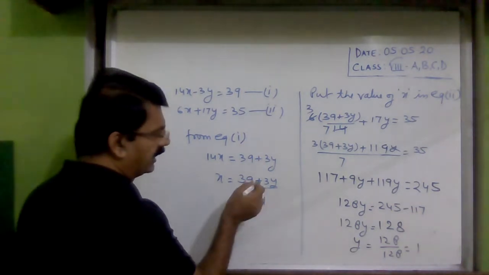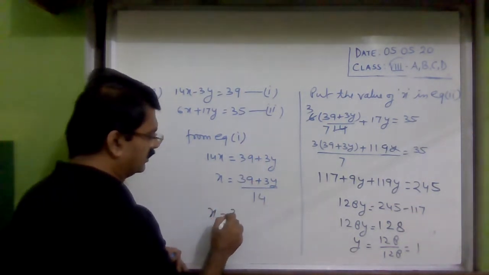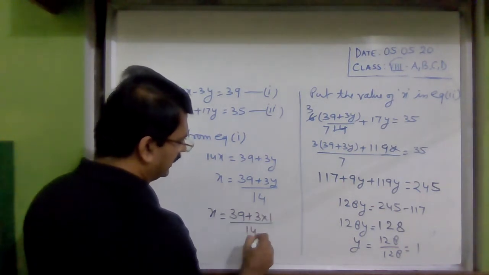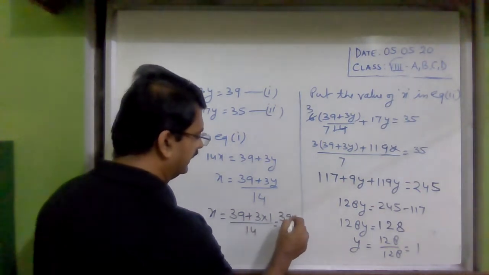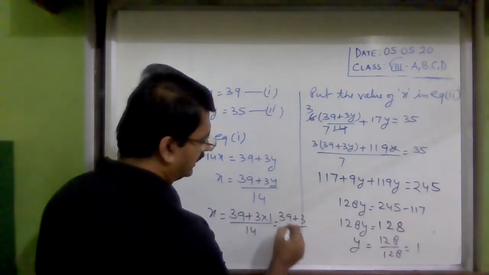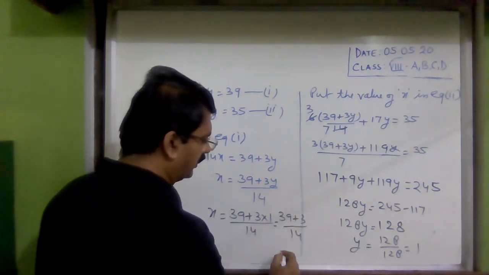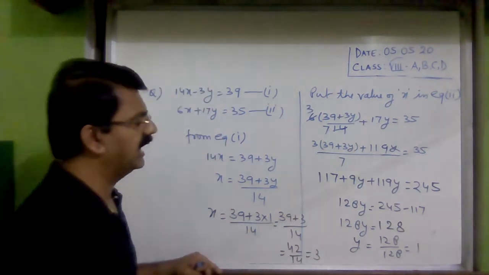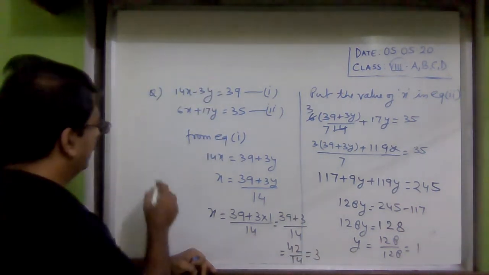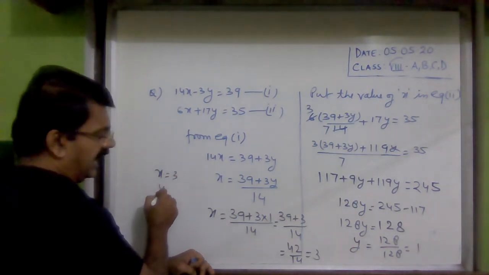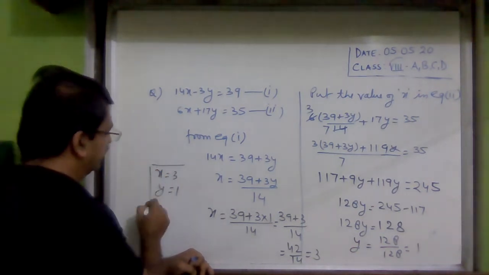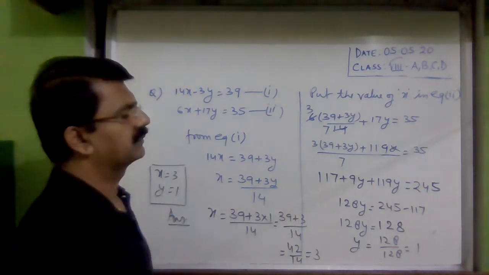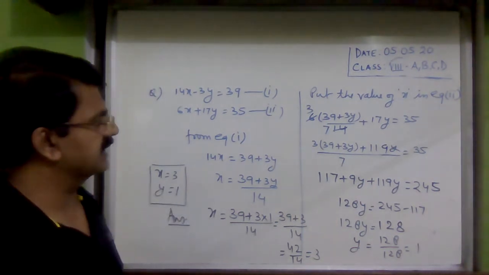Now if you put that value of y here, x is equal to (39 plus 3 into 1) upon 14. So 39 plus 3 upon 14. 39 plus 3 is 42. 42 upon 14 will be 3. So you can see x is 3 and y is 1. We have got x is equal to 3 and y is equal to 1, and that is your answer. Clear? That is the answer.